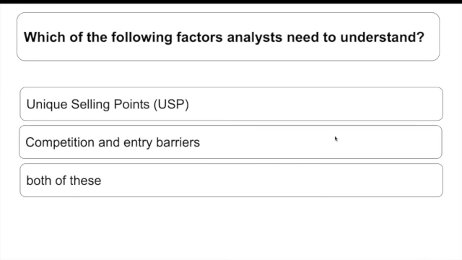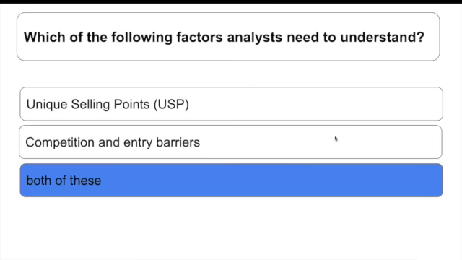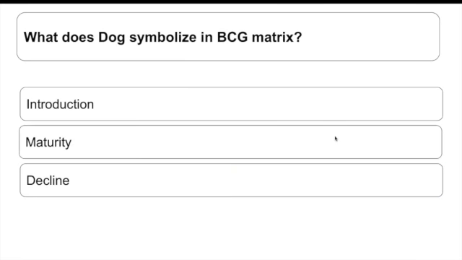Which of the following factors do analysts need to understand? A, unique selling points. B, competitive and entry barriers. C, both of these. The correct answer is both of these.